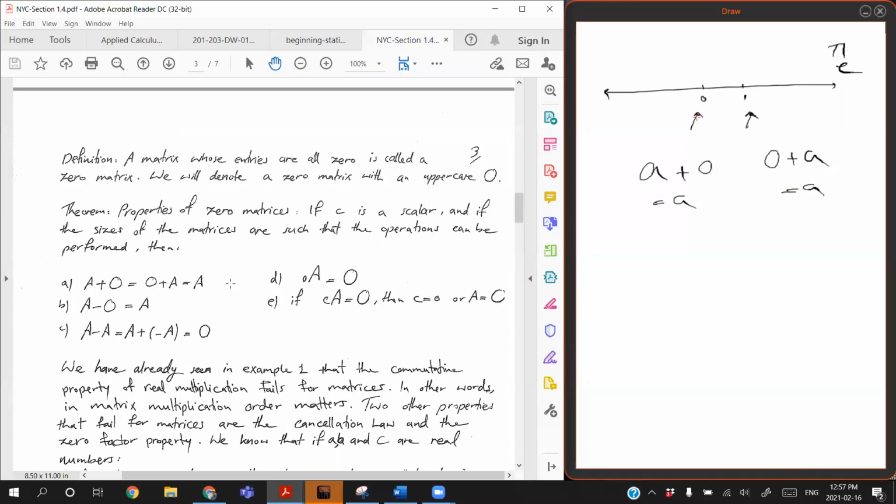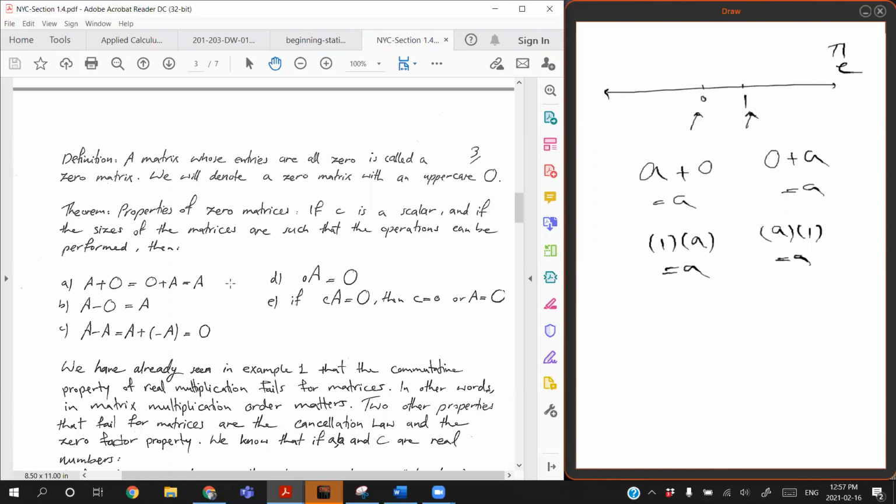So this one is the neutral number for addition. 1 is the neutral number for multiplication. That is, if you multiply 1 by any number in any order, you're going to get the same number. So that makes 0 and 1 special.